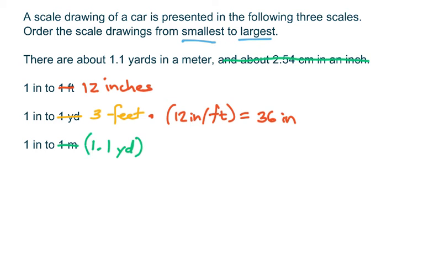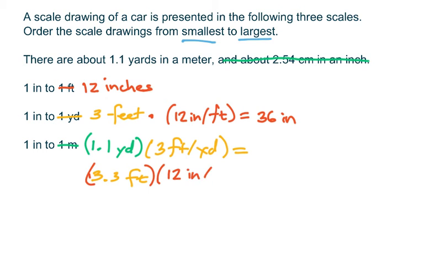And I'll multiply it by 3 feet in a yard. When I do that, I get 3.3 feet. Still not quite done yet because I'm trying to get it to inches. So I'll multiply again, and this time I'll multiply by 12 inches per foot. And when I do that, it's going to give me a total of 39.6 inches.